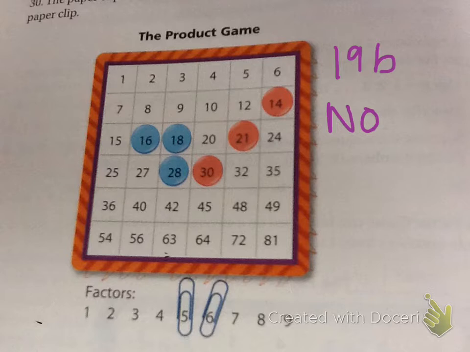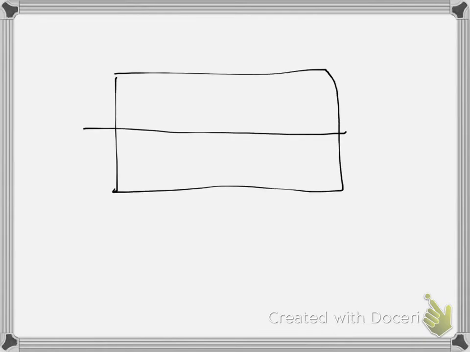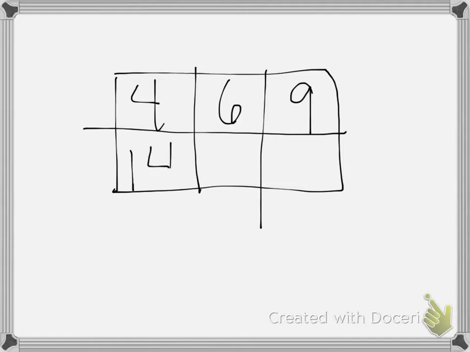20 says, What three factors were used to create this product board? So the product board looks like this. 4, 6, 9, 14, question mark, 49. So what three factors? We have three factors.